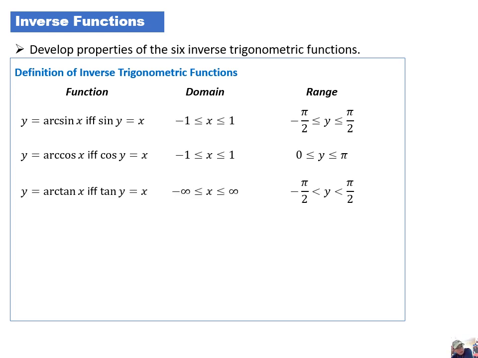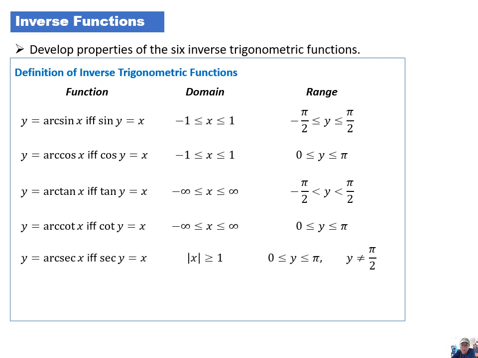Arc tan is a function if and only if tangent of y equals x. Its domain is -infinity to infinity. Its range is -pi/2 to pi/2. So just like arc sine, arc tan has its range in quadrant 4 and quadrant 1. Arc cotan has a domain -infinity to infinity. Its range is 0 to pi, again quadrant 1 and quadrant 2, just like arc cosine.